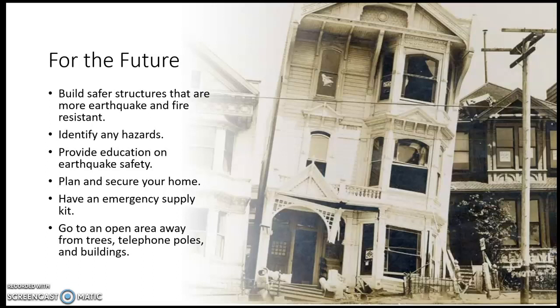For the future, what we could do is build safer structures that are more earthquake and fire resistant, identify any hazards, provide education on earthquake safety, plan and secure your home, have an emergency supply kit, and/or go to an open area away from trees, telephone poles, and buildings. With these plans to try to make things a little bit safer for people in the future, it's just precautionary measures that can't ever hurt to employ.